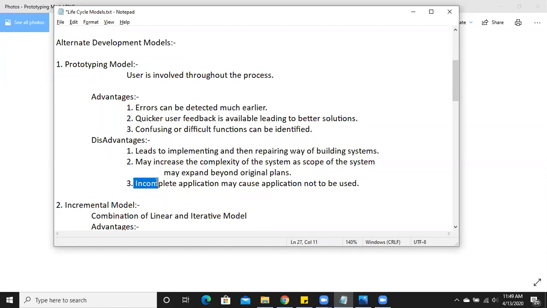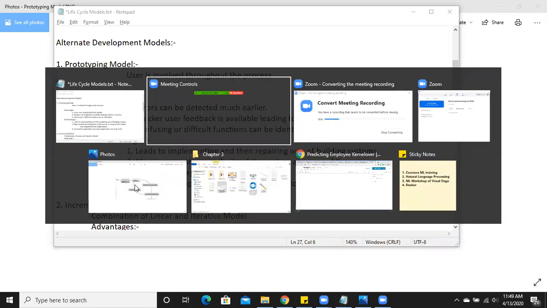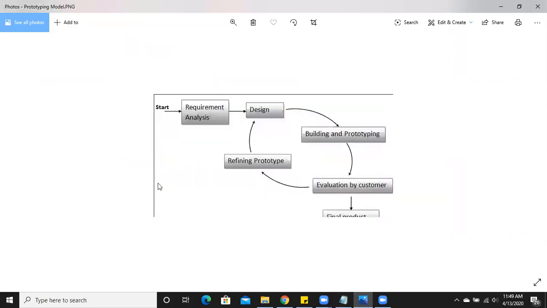We were discussing the third disadvantage, which is incomplete application may cause the application not to be used. Now, what is the meaning of this point? In this point, I'm just trying to say that if the client is not satisfied, if my customer is not satisfied with my product, right? Then I cannot build my product at the right time in the market.